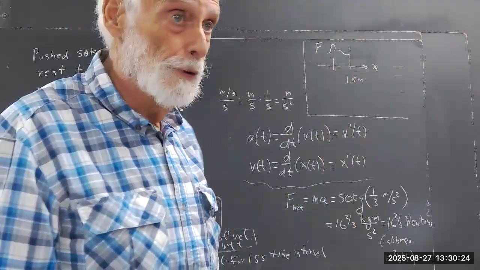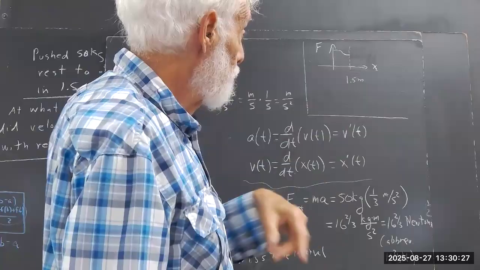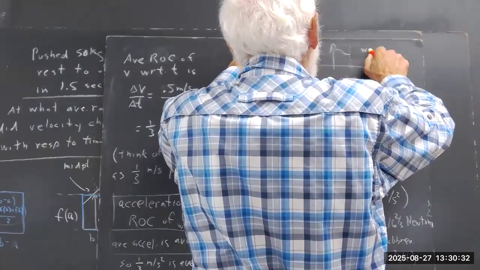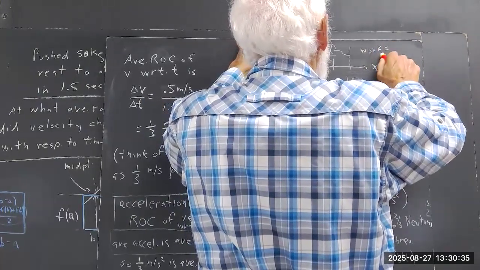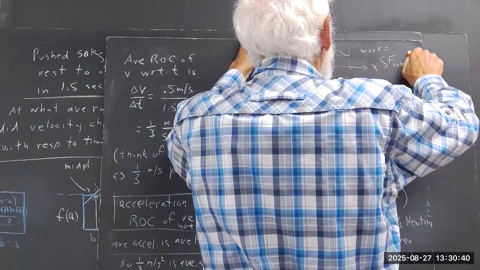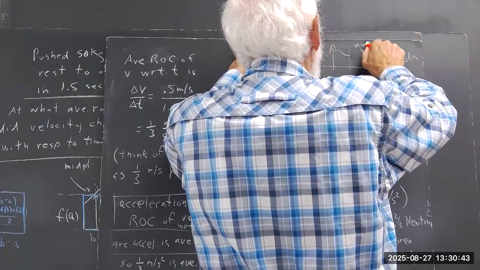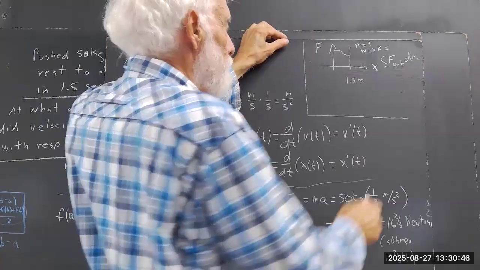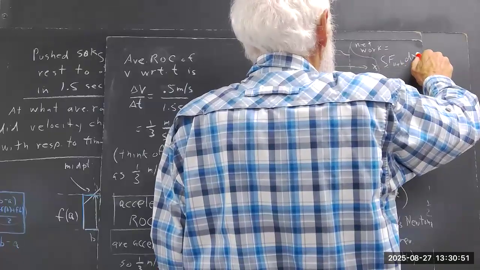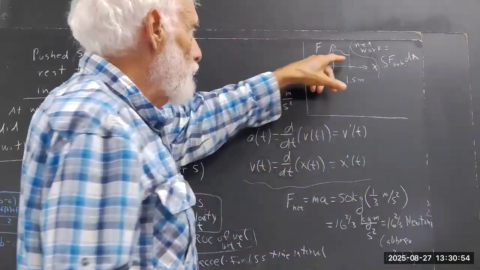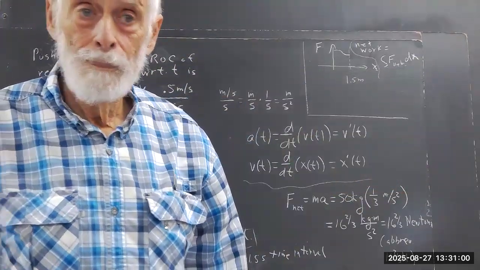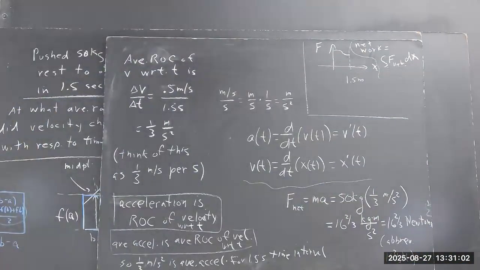Then I stopped exerting a force. Between 0 and 1.5 meters, the net work is the integral of the net force with respect to x. What aspect of this graph then would be the net work? Stop and discuss this for a minute.